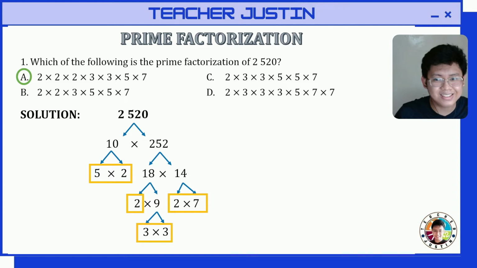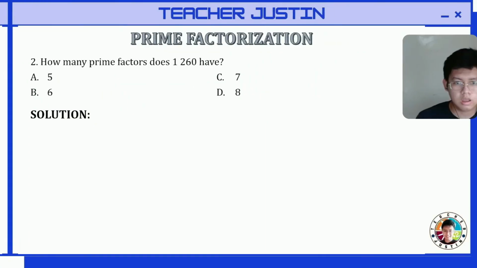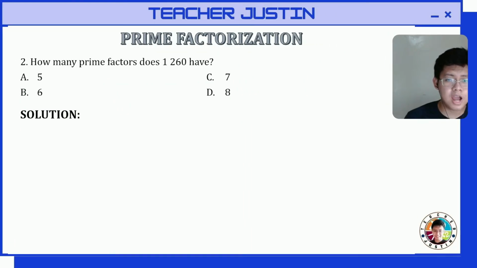And that's it. Alright. Ta-da! Okay, let's have this item. How many prime factors does 1,260 have? So, bibilangin natin yung mga prime factors niya. So, bago yon, kunin muna natin yung factors ni 1,260. So, let's get their factor.